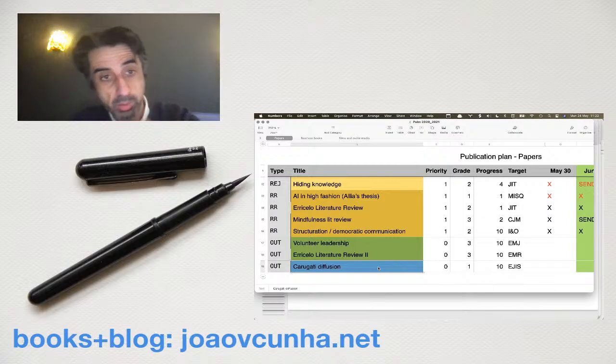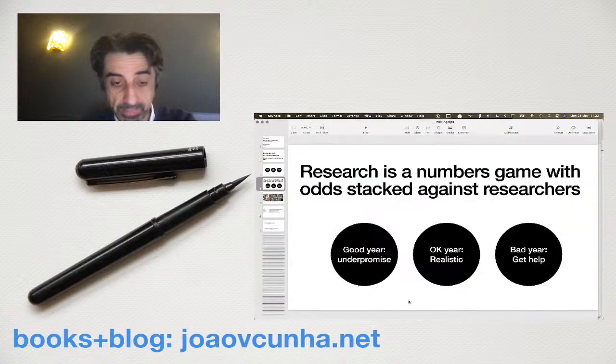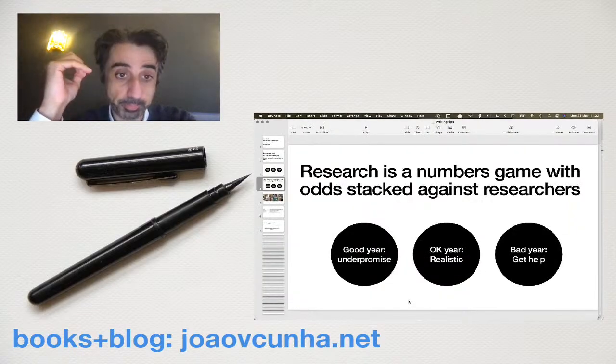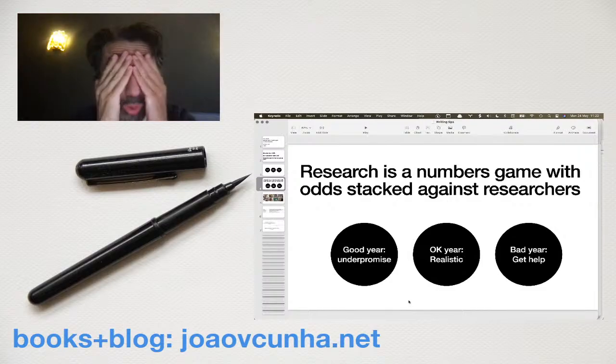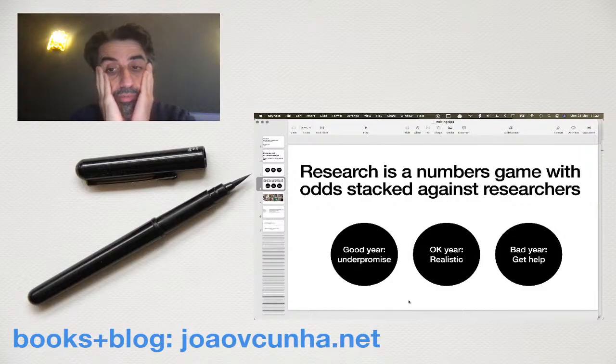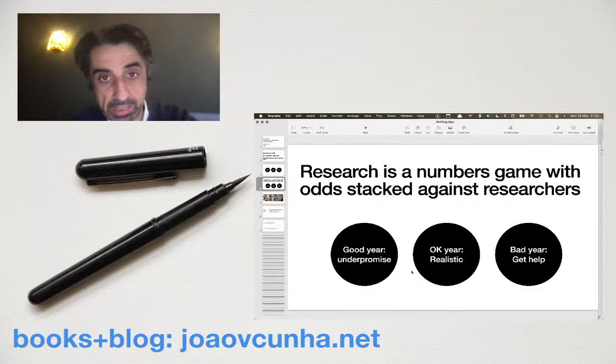I had the pipeline, but things get rejected. It happens. So in a good year, it's super important. You need to be super careful. But you need to be as careful as in a bad year when writing your activity report. Under promise, as a matter of years, right? So it's like 2 to 3 years before something else comes out.